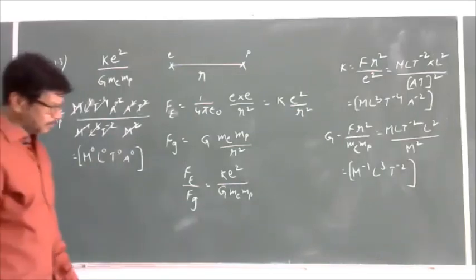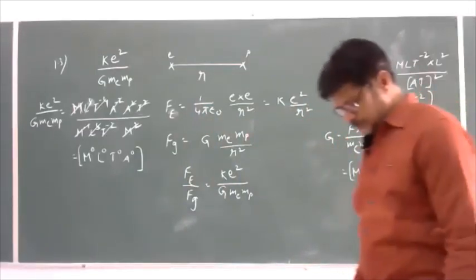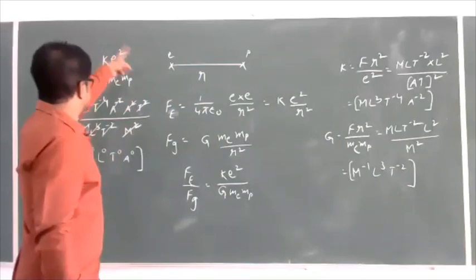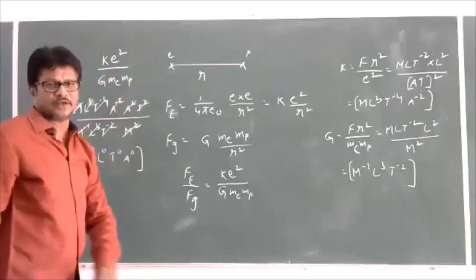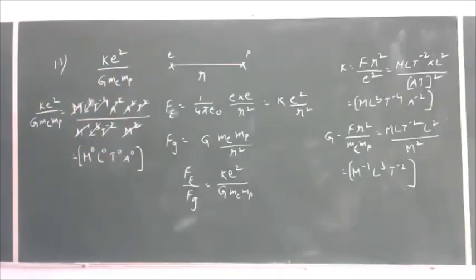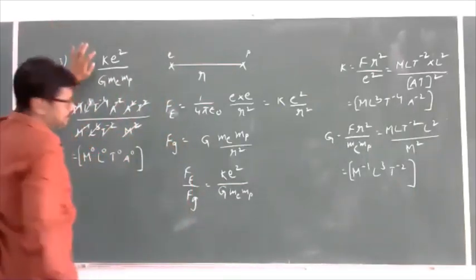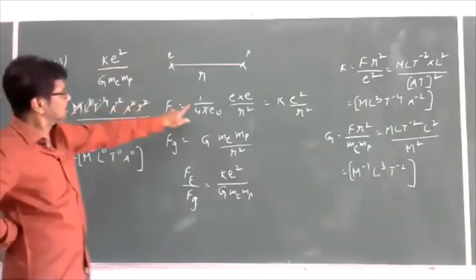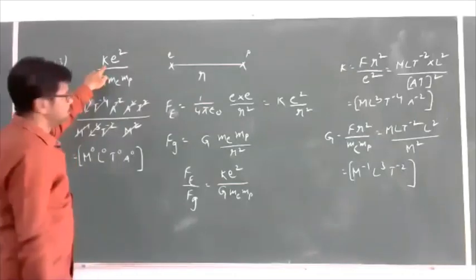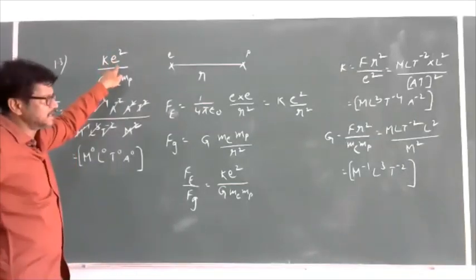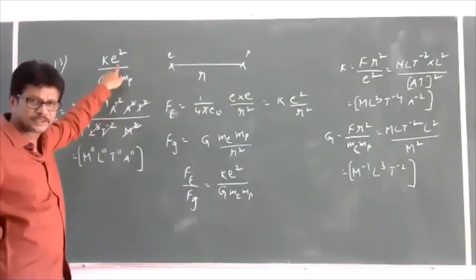Next he is asking one more: by substituting the values of these, what is the value of this ratio? So now you substitute the values. K is nothing but 1 by 4 pi epsilon naught, which is equal to 9 into 10 to the power of 9. E is nothing but the charge of an electron, 1.6 into 10 to the power of minus 19.